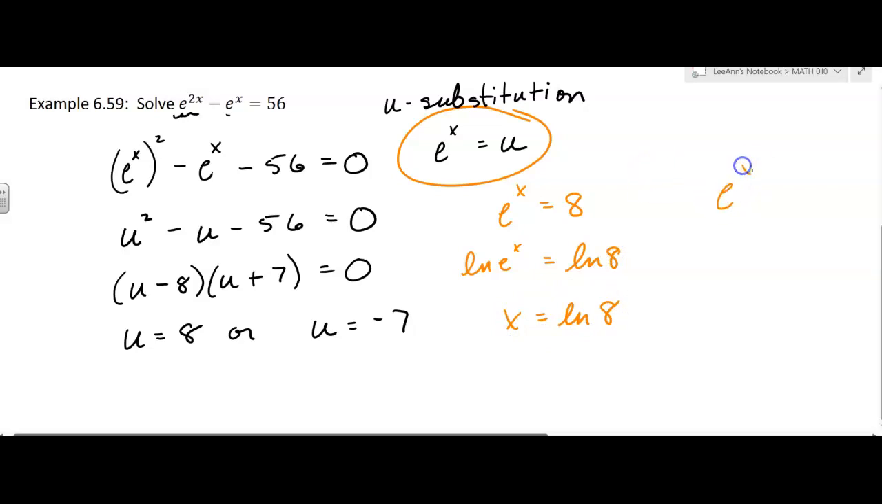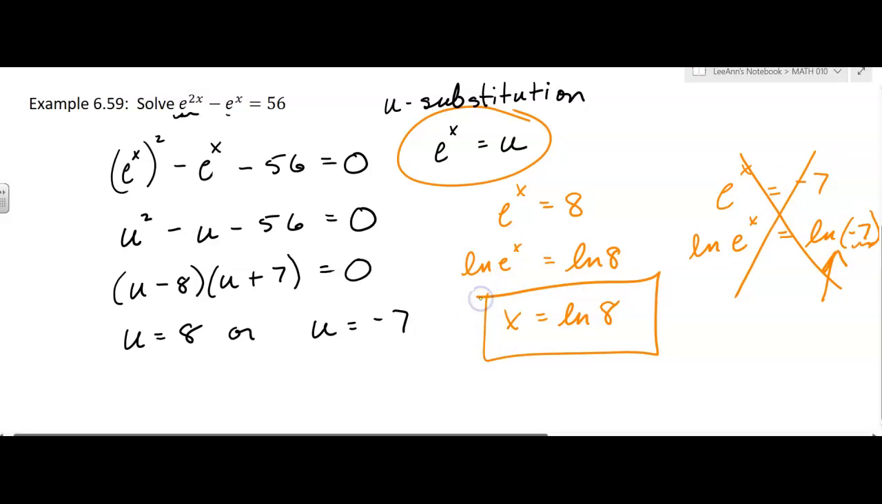E to the x equals negative 7. And we'll just natural log it. Okay, now we have a problem. We're not allowed to take the natural log of a negative number. Remember, the argument has to be greater than zero. So this part right here can't be negative. And so this one's out. That would be an extraneous solution. It's not going to work. We get one solution, x equals the natural log of 8.